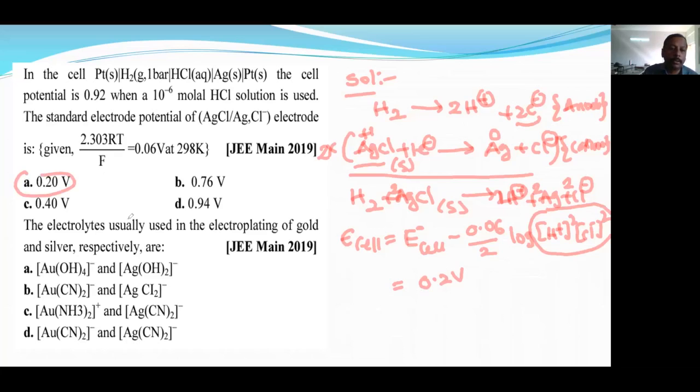Now the next theory question. Electrolytes usually used for the electroplating of gold is simply AuCl. Okay, you will find this type of PYQ in coordination compounds also, and in metallurgy also. So I think you understood now. Let's go to the next question.